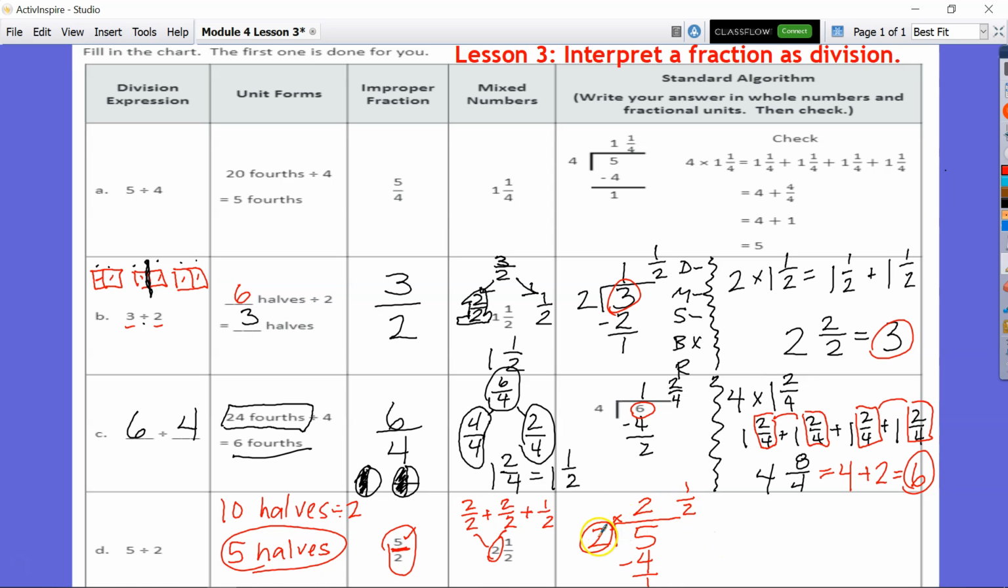So now I have 2 times 2 and 1/2 should give me a total of 5. Let's see. 2 times 2 and 1/2. So I need 2.5 twice. Let's go ahead and see. Just put a little squiggly line there. It's 2.5 plus 2.5. So I know 2 plus 2 is 4, and I know 1/2 plus 1/2 is 1 whole. So I know that this is equal to 5, which is my original dividend. I know that that checks out.